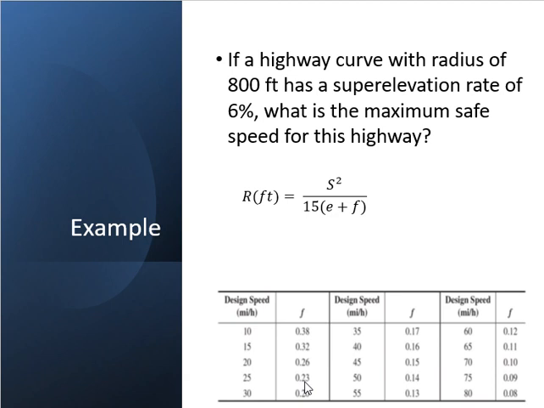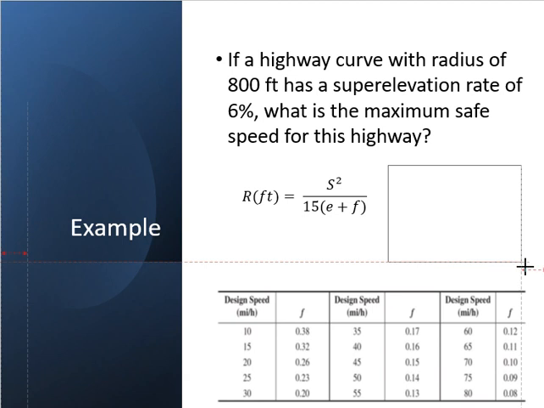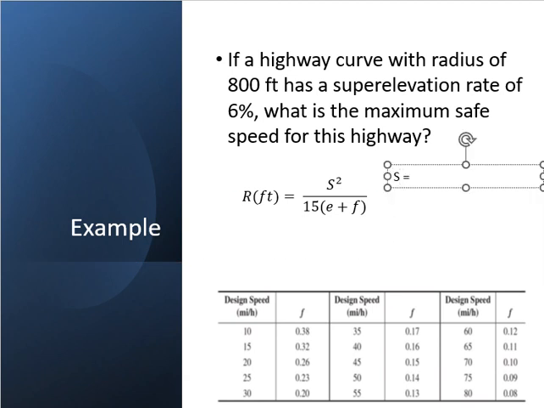We have two unknowns, both of them depend on each other, and there is no other way of finding them. So we have to assume something. Any value can be assumed. For example, I assume speed to be 80 miles per hour. Then according to 80 miles per hour, my f value is 0.08, right?